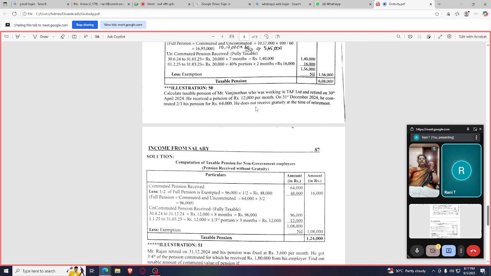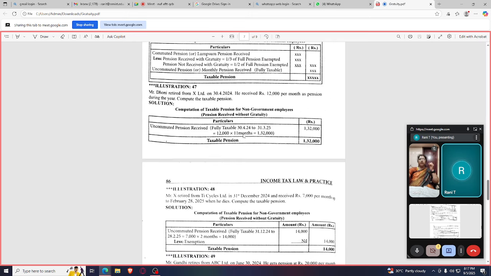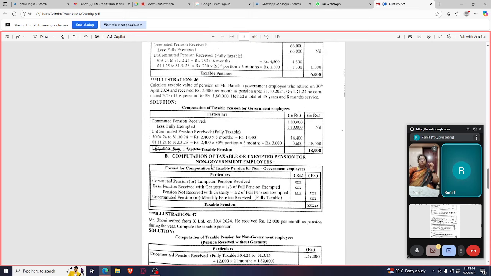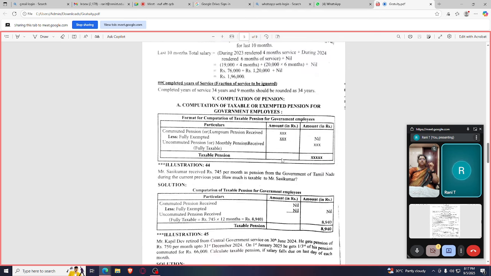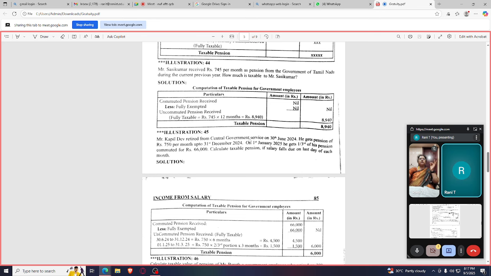So how to calculate the computation? I want to show you the format here.